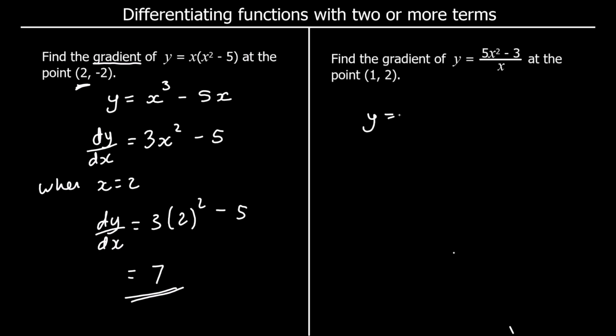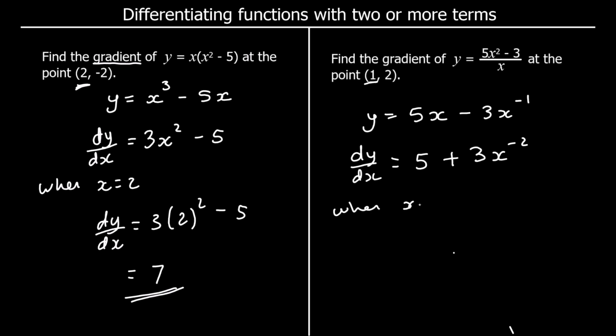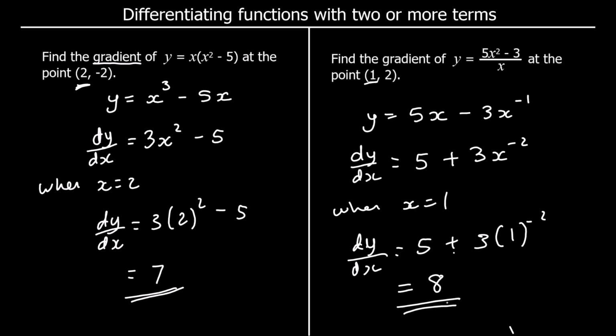So we need to put it in the right form to differentiate first. So we're dividing through by x. That leaves us with 5x minus 3x to the power of negative 1. Then we can find dy/dx, which is going to be 5 plus 3x to the power of negative 2. When x is 1, what is dy/dx? That's going to be 5 plus 3 times 1 to the power of negative 2. That's the same as 5 plus 3, so it is 8.